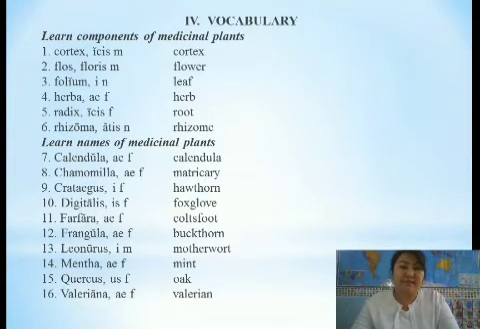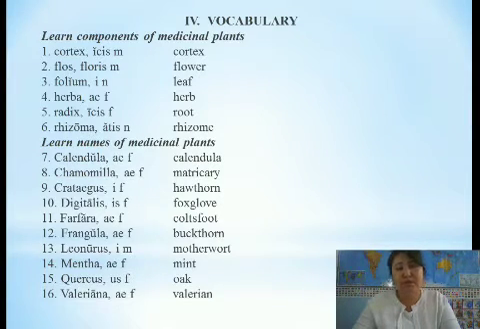Here we have some vocabulary. You have to learn this vocabulary by heart, because without learning by heart you cannot master our subject. Now I will read and you repeat after me, please. Cortex, corticis, masculine, cortex. Flos, floris, masculine, flower. Folium, folii, neuter, leaf. Herba, herbae, feminine, herb. Radix, radicis, feminine, root. Rhizoma, rhizomatis, neuter, rhizome.